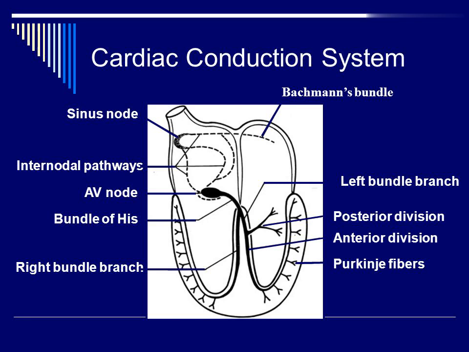Cardiac induction system. Bachmann's bundle. Sinus node. Internodal pathways. Left bundle branch. AV node. Bundle of His. Posterior division. Anterior division. Purkinje fibers. Right bundle branch.